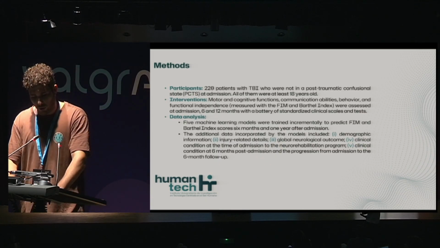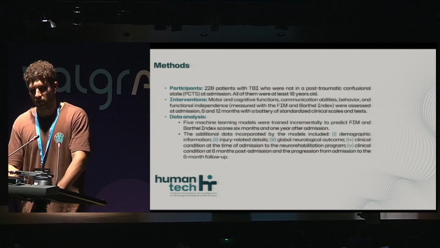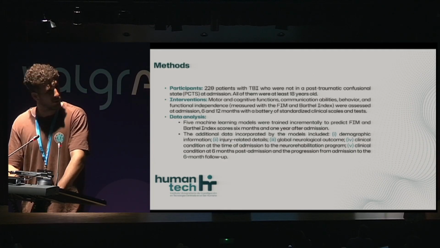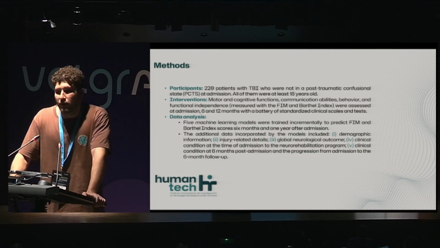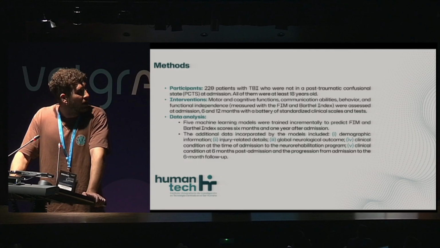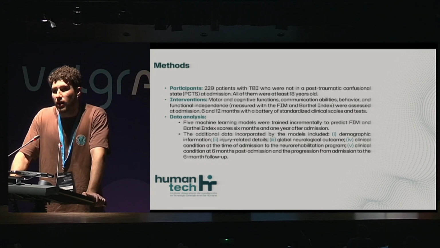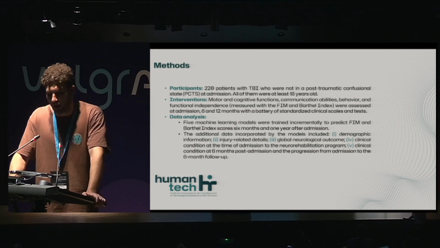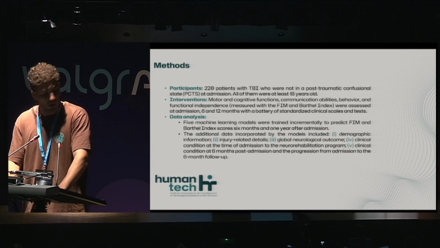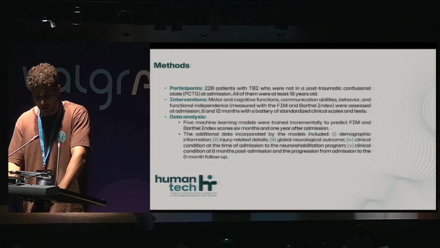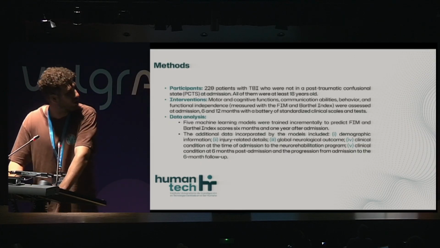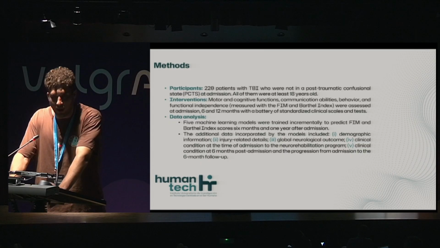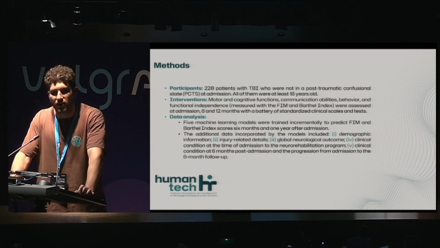The important point is that we have all these assessments made at 3 points: at admission in the neurorehabilitation center, at 6 months, and at 12 months. The data analysis is made by 5 different machine learning algorithms, and they all are trained incrementally because we are adding more variables each time, so the complexity increases. At first, we just have demographic data, then injury-related data, and then global neurological outcomes, and finally, the clinical status first at admission and then at 6 months.